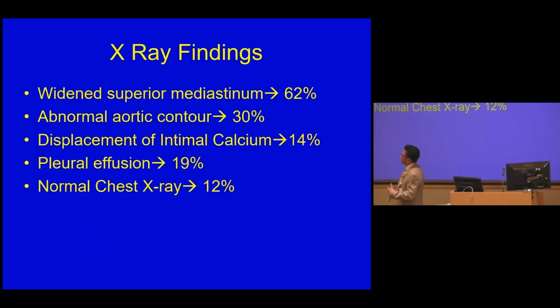X-ray findings, this is for purely historical purposes. We really don't use it as much, but if you see a widened mediastinum in a patient in the emergency room presenting with chest pain, think dissection, okay? Because a lot of people have missed it and thought that the patient was having an MI, and so they start TPA or whatever they use, and then they just make the problem worse. If there is displacement of the intimal calcium on the chest X-ray, be cognizant of that as well. That may potentially represent a dissection.